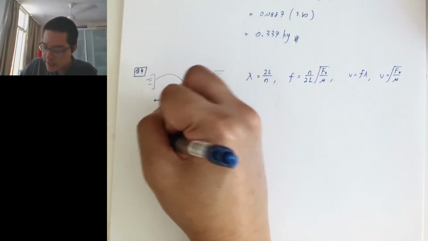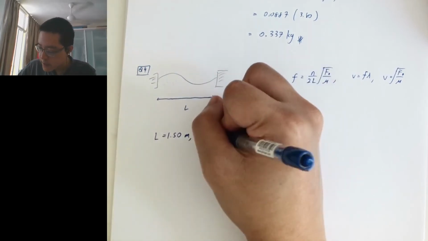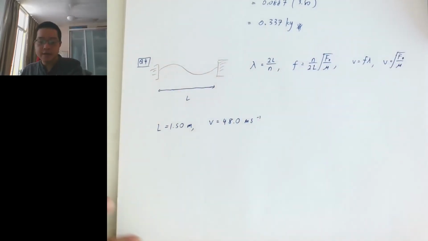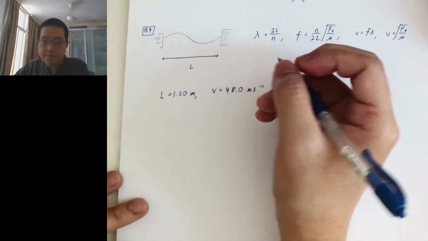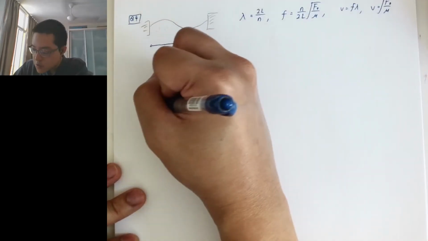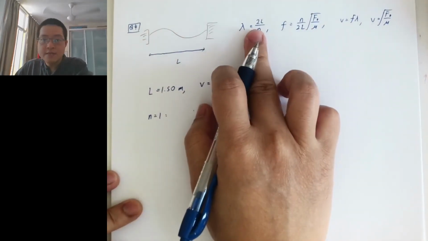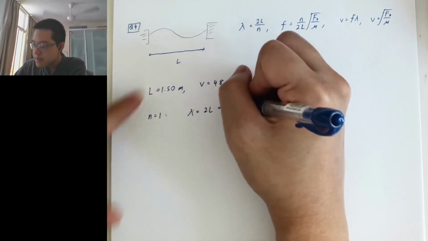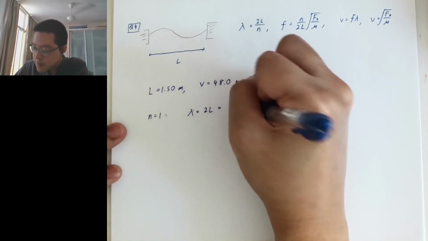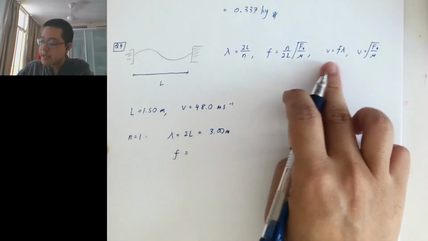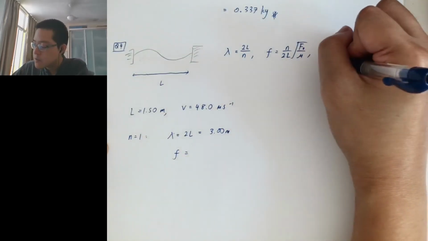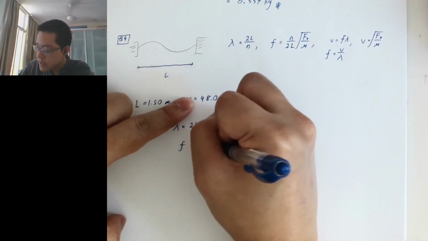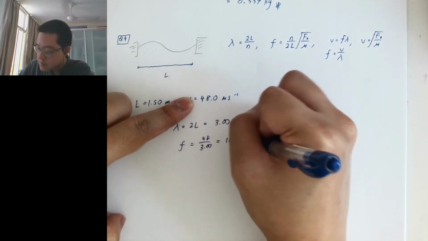So for question 4, L is 1.50 meters. The speed of the wave is 48 meters per second. From there, we can calculate the various frequencies. For example, n equals 1: the wavelength is 2L, so I get 3 meters. Then how do I get the frequency? I can use v equals f lambda. So the frequency is just the speed divided by lambda. The speed is 48, the lambda is 3, so the answer is 16 hertz.